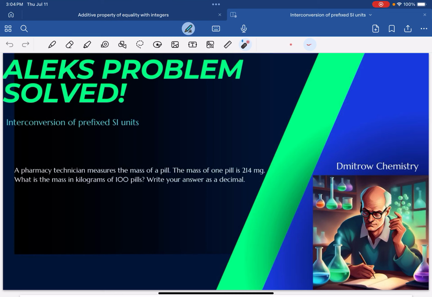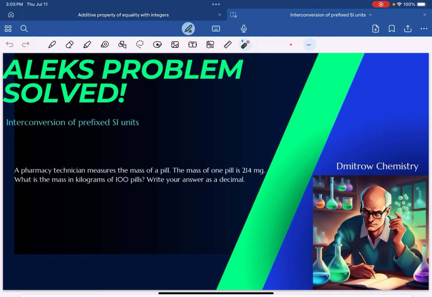Okay, in this problem here, it's a two-part problem. The first thing is they want us to convert between milligrams and kilograms. And they give one more thing here: even though they give us the mass of one pill in milligrams, they want to know how many there are for 100 pills.